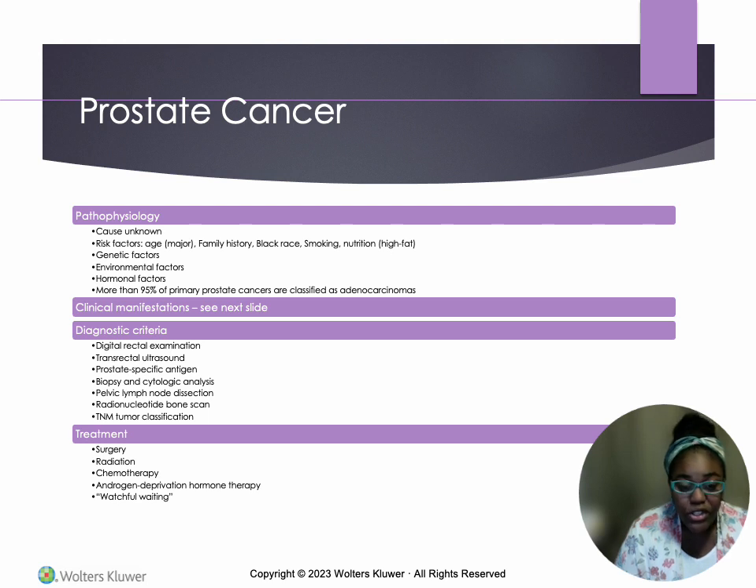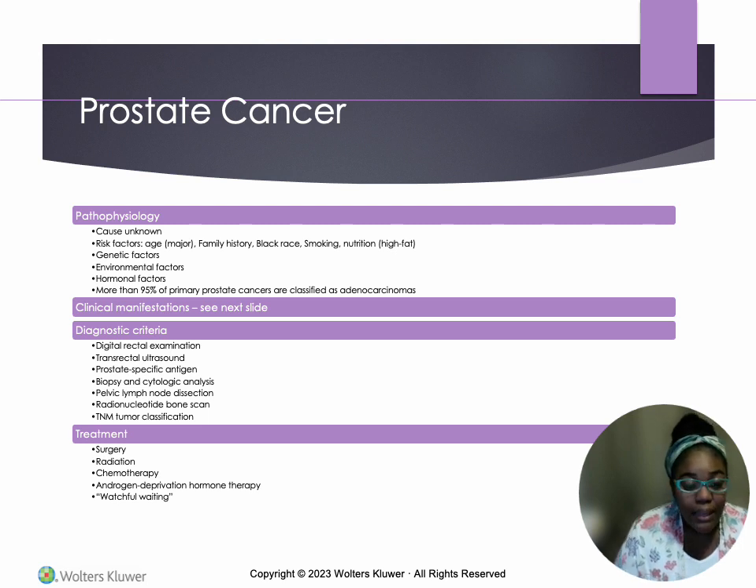So this one is also considered multifactorial and or idiopathic just based off of the different risk factors that are involved. As far as your diagnostic criteria, of course, you have to have a rectal digital examination. They'll do an ultrasound, transrectal ultrasound. They'll look at your prostate specific antigens. They'll biopsy the prostate. They'll also look at your pelvic lymph nodes and dissect those and see if they're swollen. They will also do a radionucleotide bone scan, and also they'll look at your tumor classification if you do have prostate cancer to stage it.